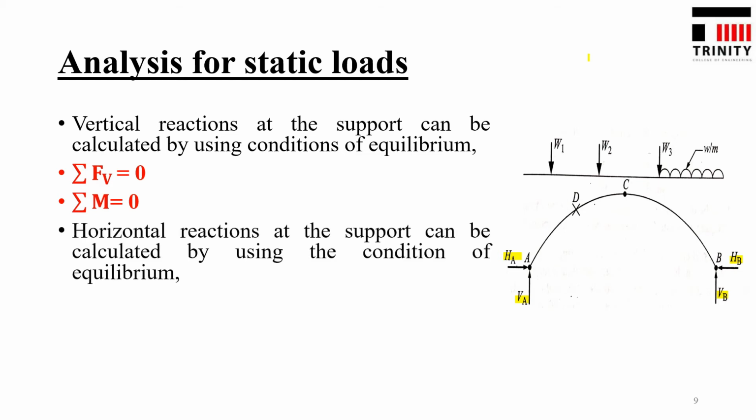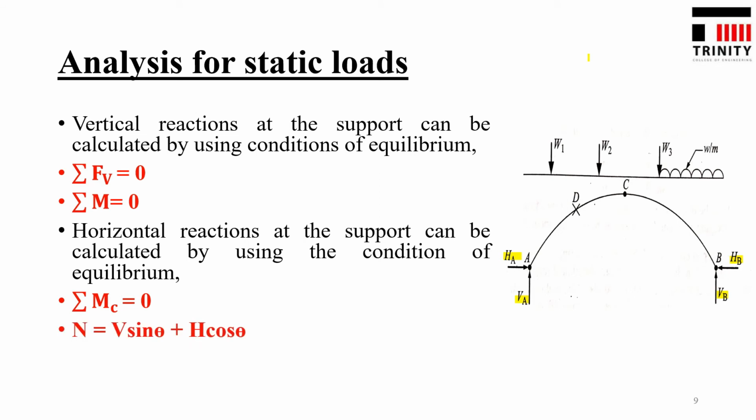And the second step, you need to find the horizontal support reaction by using the condition of equilibrium, sigma Mc is equal to 0. So here you are taking moment about C, that is the crown point. By taking moment about the crown point, you will determine the horizontal support reaction.